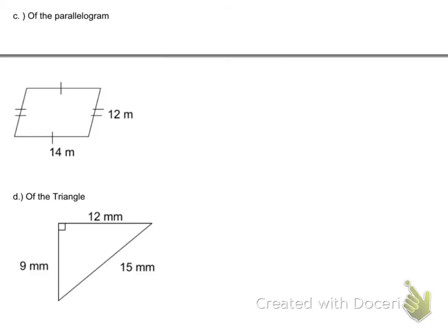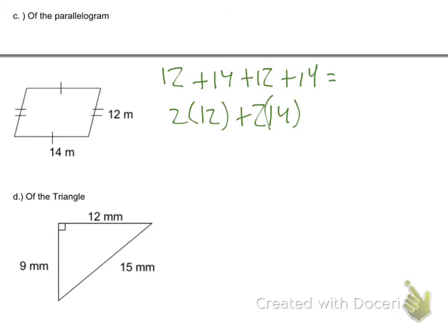C, the parallelogram. Wait a minute, parallelograms follow the same thing as rectangles. So therefore, we could say it's 12 plus 14 plus another 12 plus 14. That works. Or can I say that I have 2 12s plus 2 14s? I have 2 of each side. So each of those will give us the same exact answer. What's 12 plus 14? 26. You have that twice, so 26 plus 26 is 52. It doesn't matter which way you go about this. You have 52. 52 what? Meters.